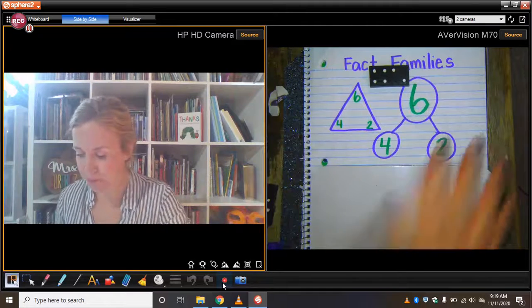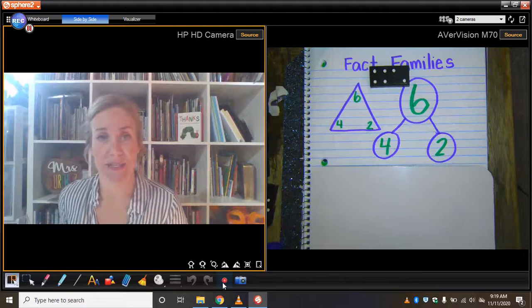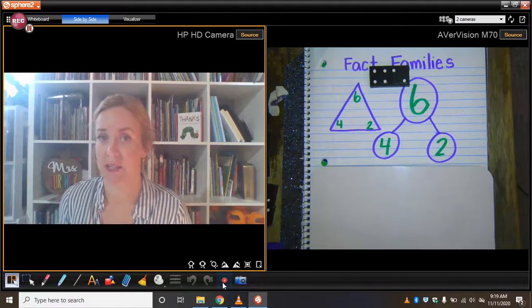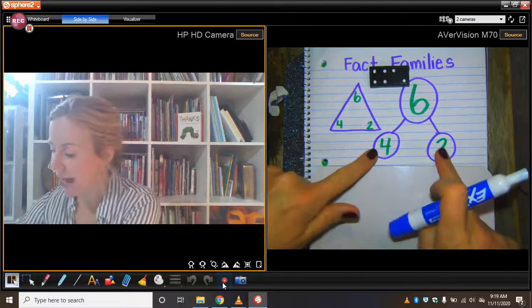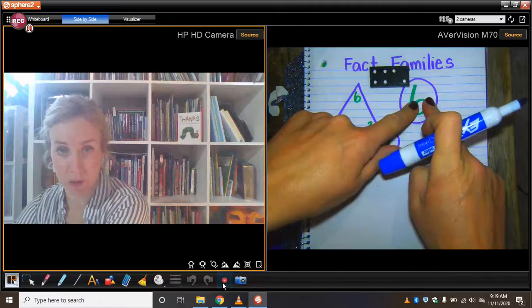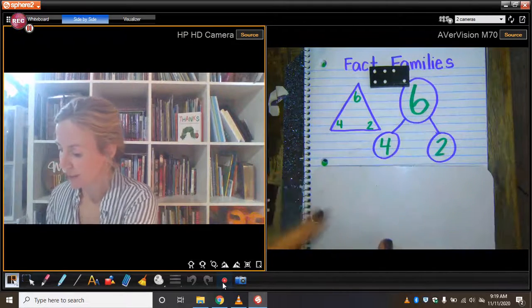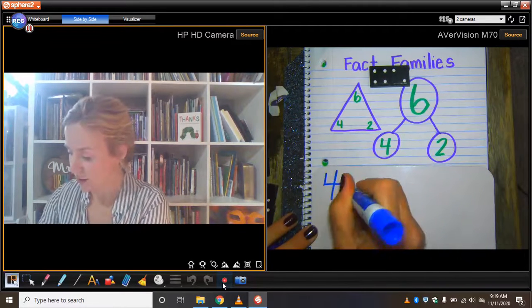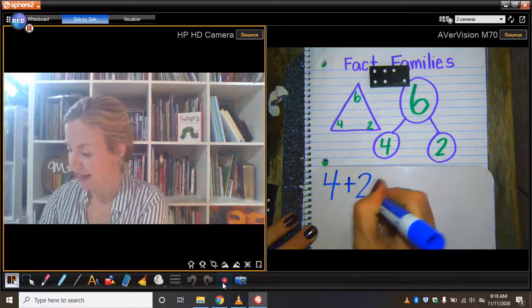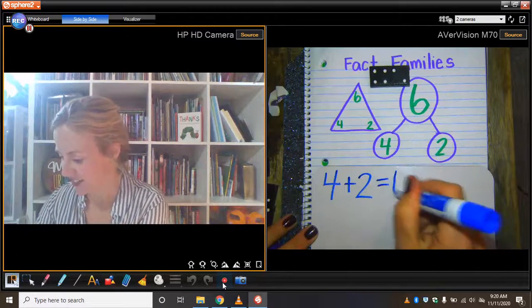Are you ready? So, if I have my fact family, I can make some addition sentences. What addition sentences could I make? Well, here's what I know about addition. For addition, I take my parts and I put them together to make the whole. So, addition goes part, part, whole. So I can say 4 dots plus 2 dots. And how many does that equal altogether? You've got it, 6 dots altogether.